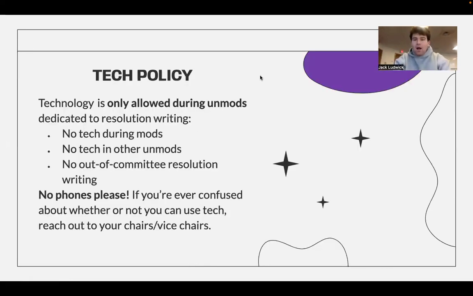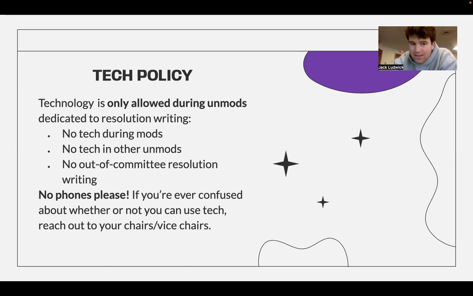All right, quick thing on tech policy. Technology is only allowed in GA, RB, and ECOSOC committees during unmods. Crisis and specialized, you will not have any technology in your committees. So again, there is no technology during moderated caucuses. Most unmods will be writing sessions, so you will use it in most unmods. But if you have any questions about, hey, is this unmod? Can I use my technology? Ask your chairs and they'll be able to answer those questions for you.